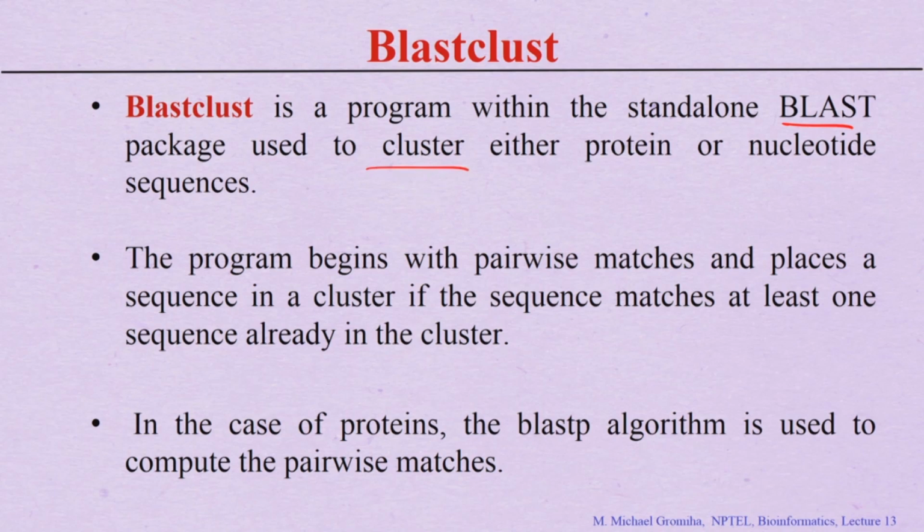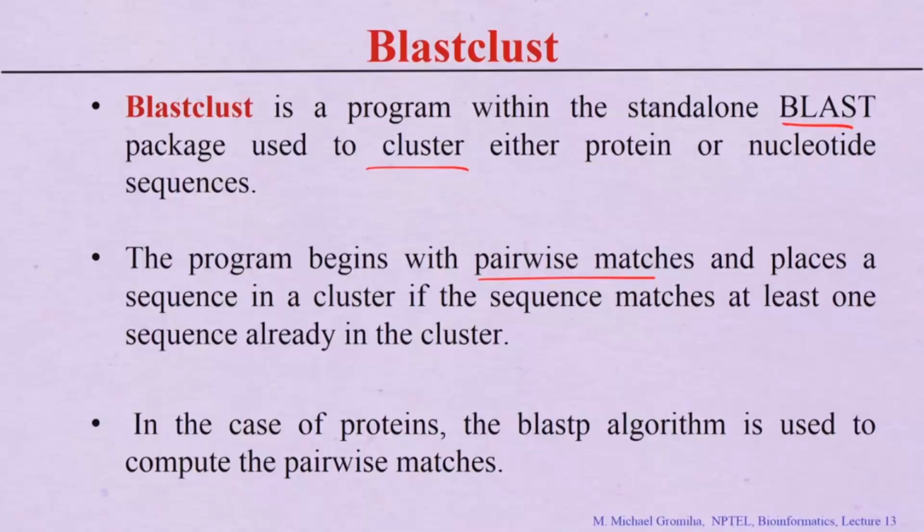So, how does it work? It first begins with the pairwise match and places the sequence in a cluster if the sequence matches at least one other. If two sequences have high identity, for example if you are interested in a threshold of 25%, which is more than 25%, you put one in the cluster. In the case of proteins, they use BLAST P for the alignment.